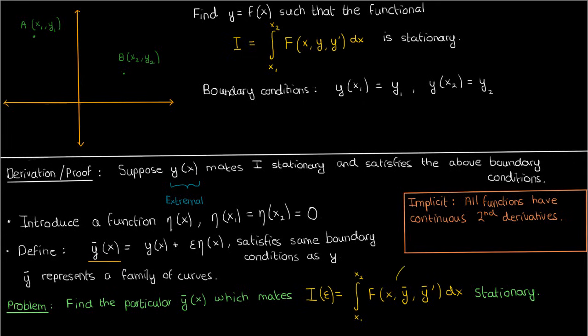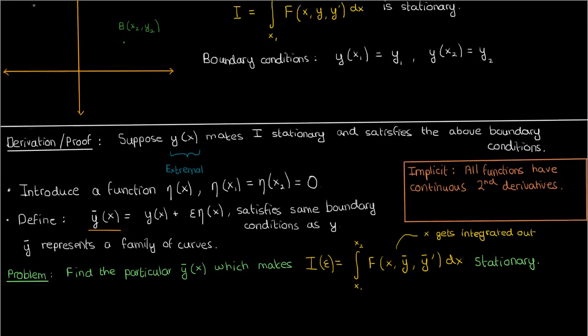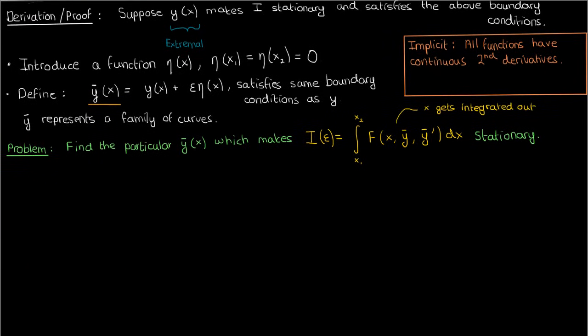Well, because the x gets integrated out from this definite integral, which means that once you integrate and apply your limits to end up with your I, the only parameter or variable remaining in the final expression is epsilon, because everything else depends on x. Now, my primary objective here is to make I stationary, but since I only depends on epsilon, making I stationary is equivalent to setting dI/d epsilon equal to 0.